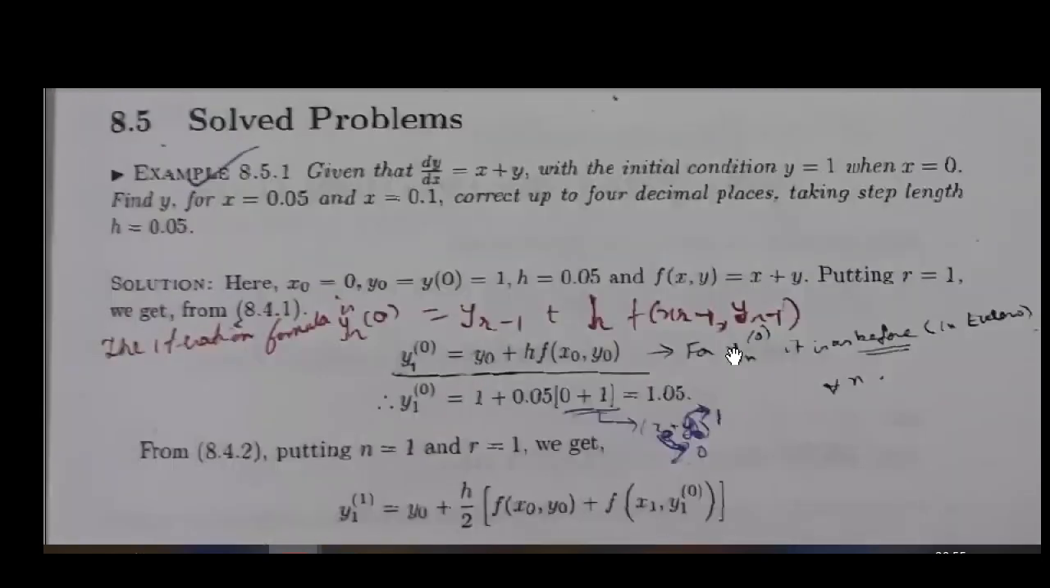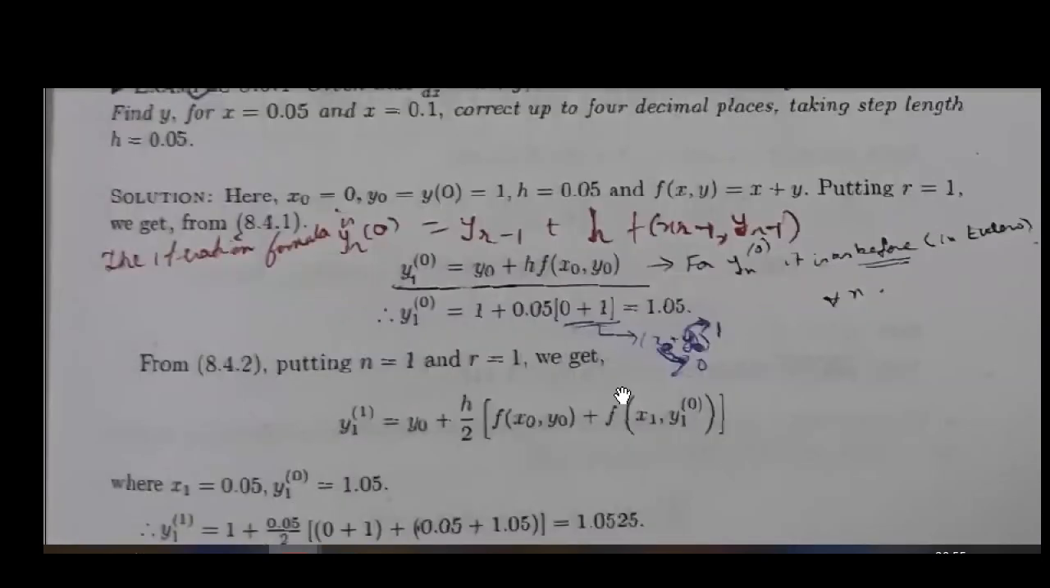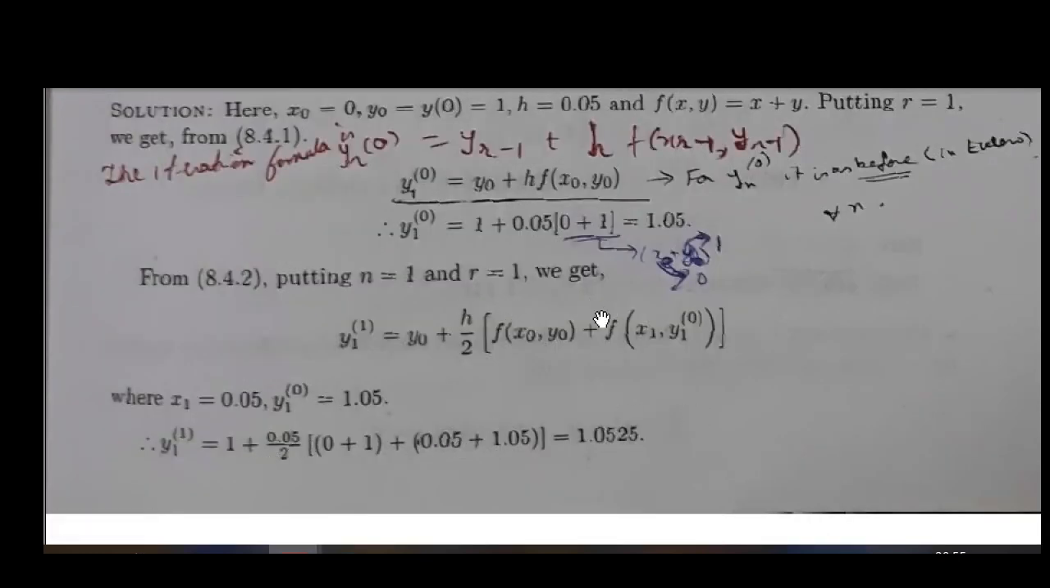Here y1(0) you just found out by Euler's method, so simply use it here. Putting all these values here, this is 1, this is 0.05 by 2, this is again 1, plus this 1.05 for y1(0) plus x1. What is x1? 0.05. So 0.05 plus 1.05. So this adds up to this.